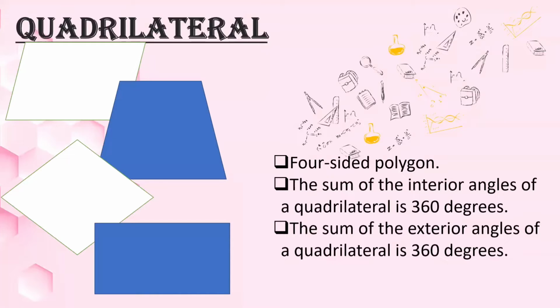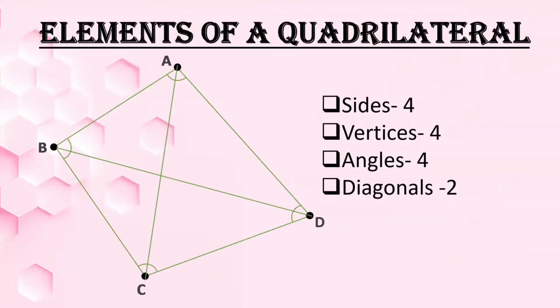So let's identify quadrilateral. A quadrilateral is a four-sided polygon. The sum of the interior angles of a quadrilateral is 360 degrees and the sum of the exterior angles of a quadrilateral is also 360 degrees.